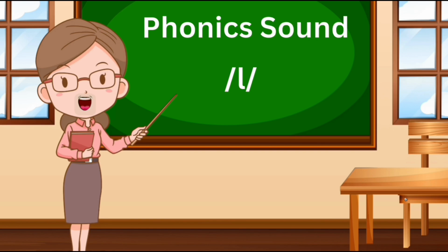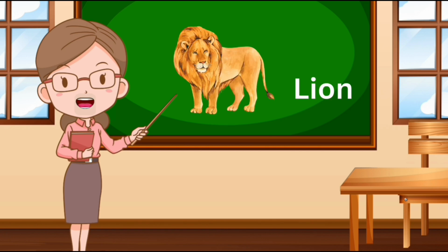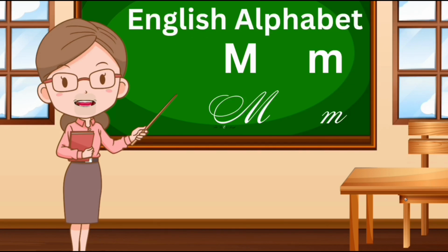Phonics sound of letter L is L. Children, let's repeat the sound with me. Say L, L, for lion. Perfect. This is the alphabet letter M.